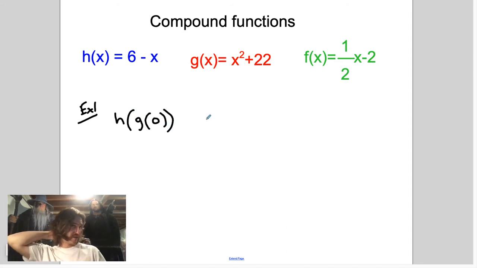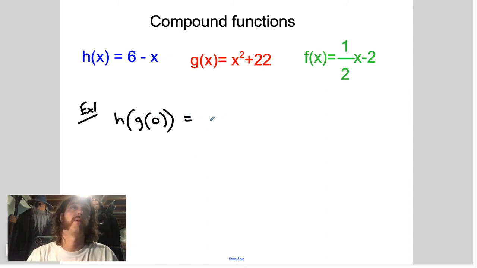H of g of 0. This is read h composed of g composed of 0. I'm probably thinking like, so what are you doing? Are you nuts? What is going on here? This is crazy. All right, so what you're doing, it's really not that bad.